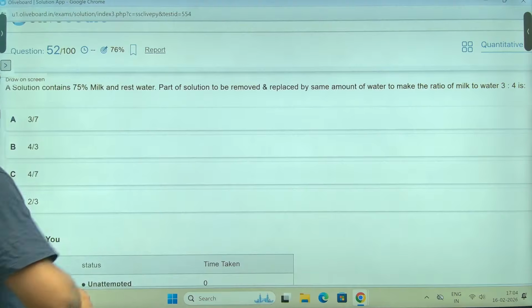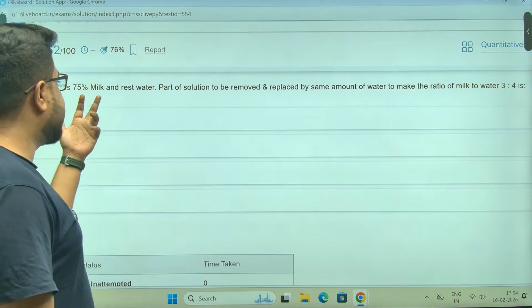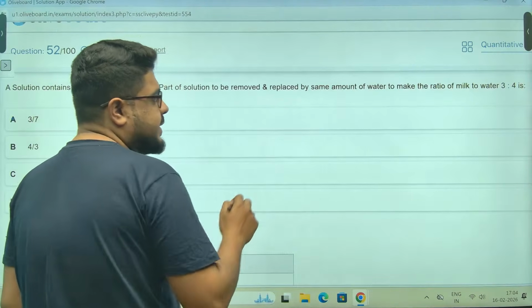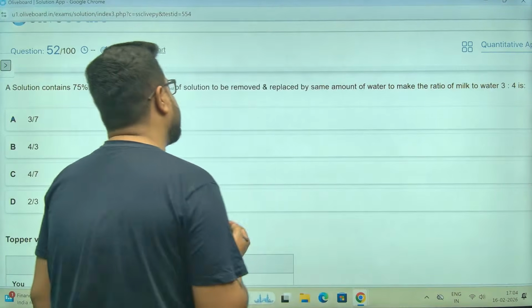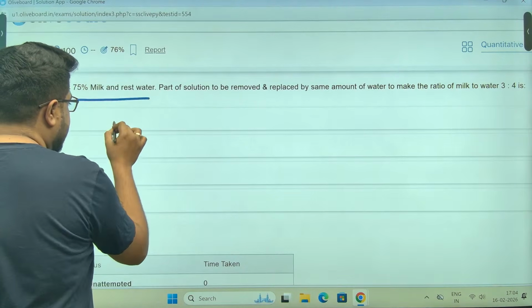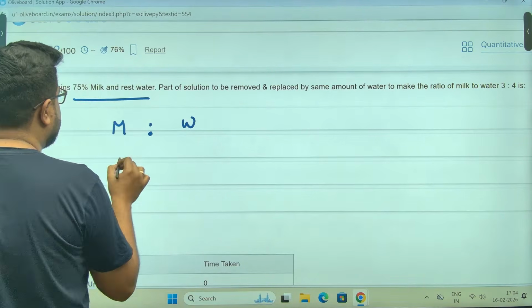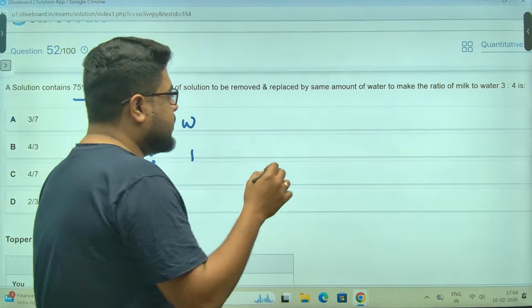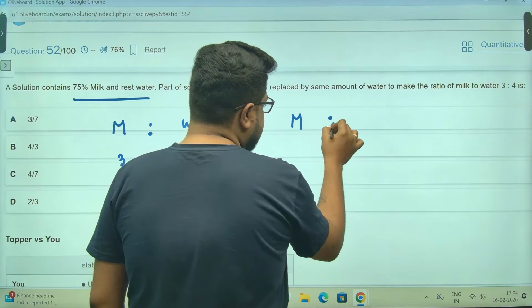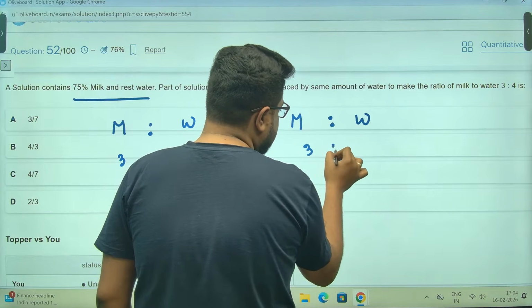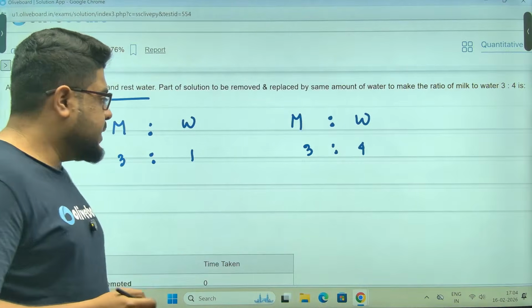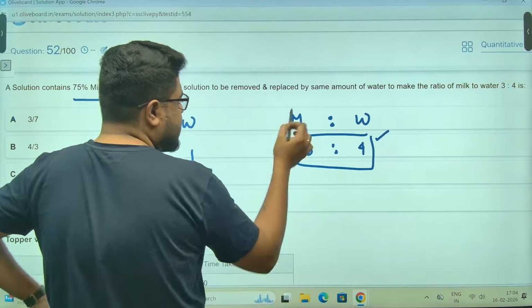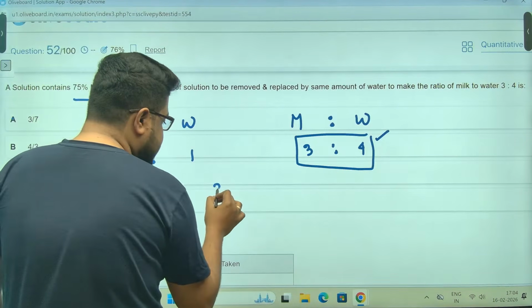A solution contains 75% milk and the rest is water. Part of the solution is removed and replaced. Okay, a replacement type question, to make the ratio 3:4. So here milk to water was 75%, meaning 3:1, and water is 25%. Now after the replacement is done, this is 3:4. So use the simple formula. Final milk, because milk is getting replaced, is 3 out of 7.